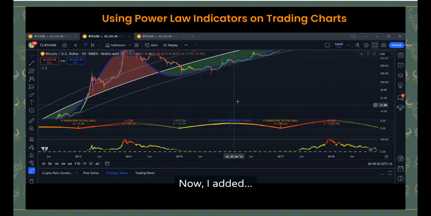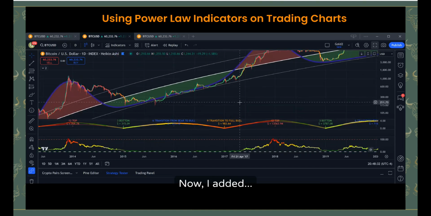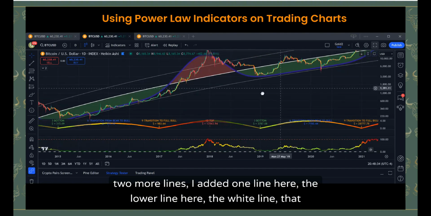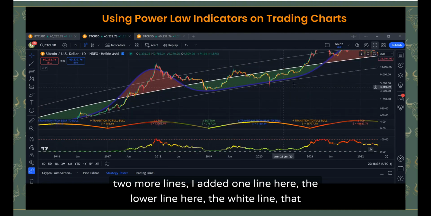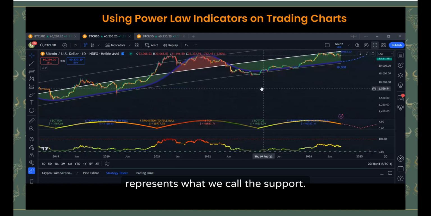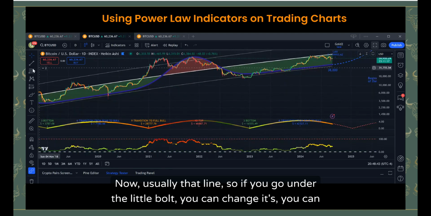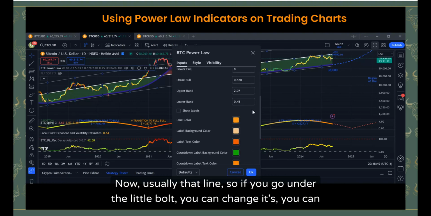Okay. Now, I added two more lines. I added one line here, the lower line, below the white line, that represents what we call the support. Now, usually that line, so if you go under the little bolt, you can change its custom.